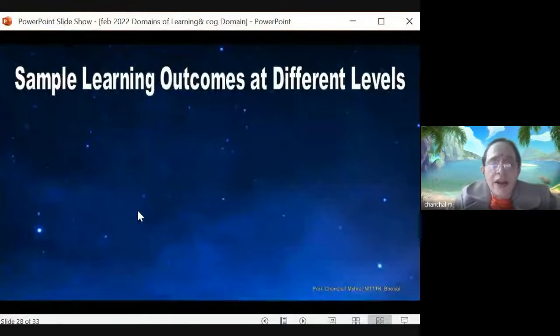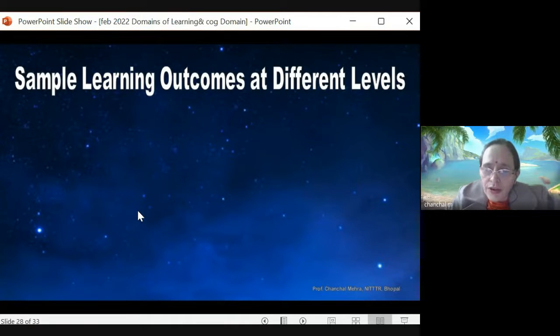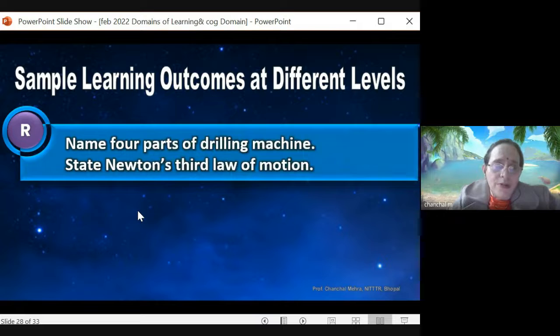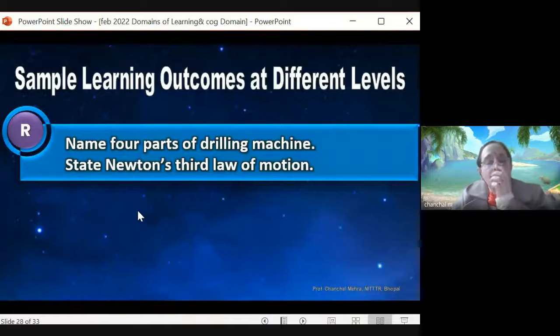Now, here I have given some sample learning outcomes just to give you a feel of how we are going to write them, because many of you might be familiar with learning outcomes. So at the remember level, the outcomes will be very simple, such as: name four parts of a drilling machine. So it is only remembering. They have to recall from long-term memory. State Newton's third law of motion. If they have crammed, they will state it right away without explaining those things. So this is the lowest level.